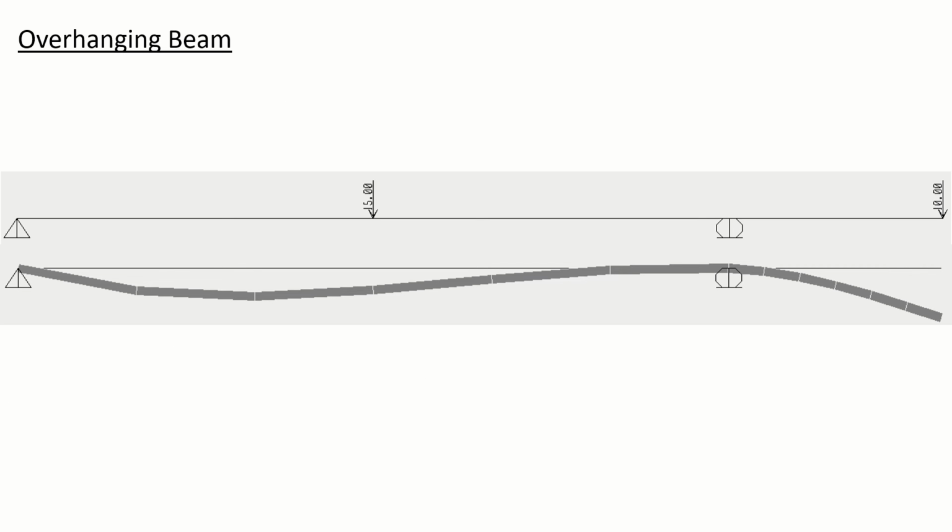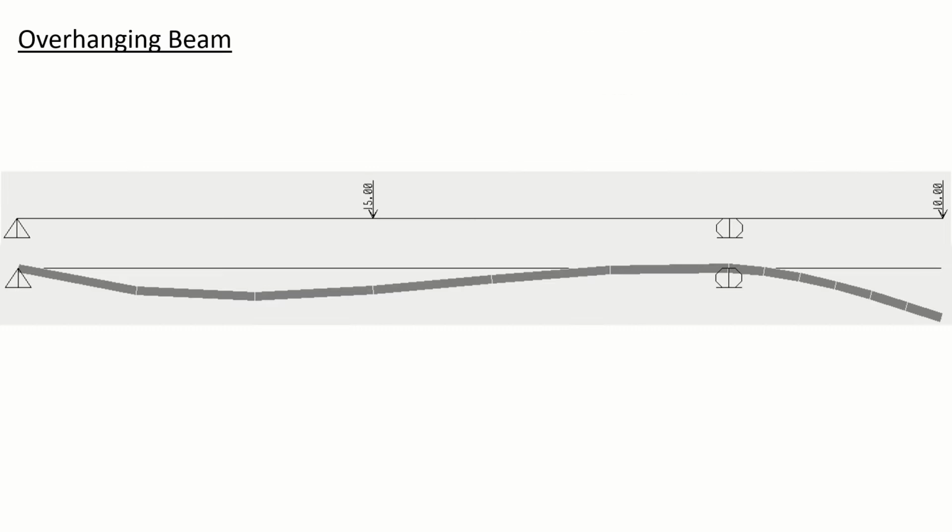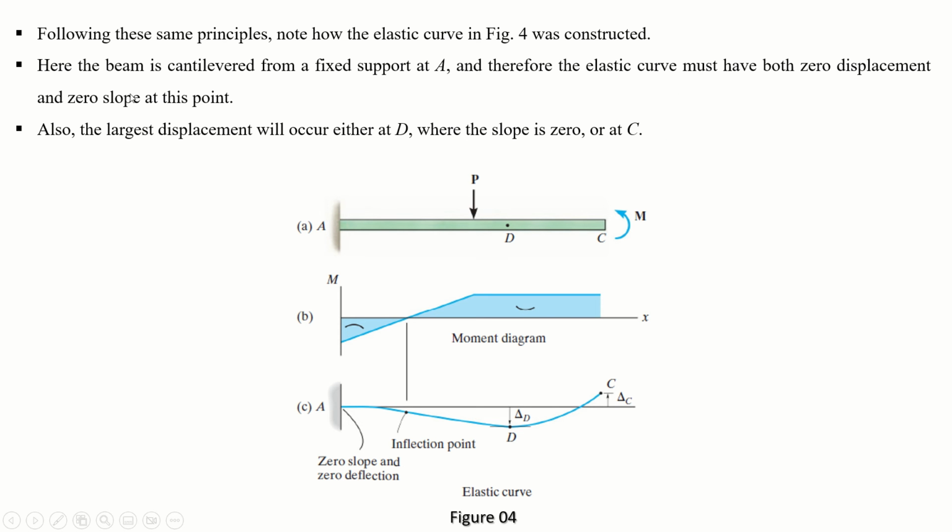The same beam is shown here, which is modeled, and the deflected shape is presented. Following these same principles, note how the elastic curve in figure 4 was constructed. This is your figure 4, right? Here the beam is cantilevered from a fixed support A. The point load P is applied somewhere in the middle of the beam, and a unit moment is applied at the free end, right?